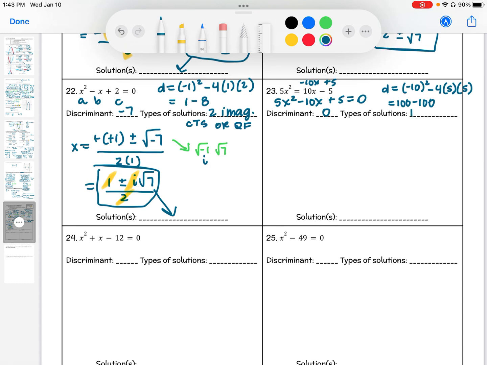So that means that we are going to have one real rational solution. And whenever we're going to have a rational solution, best method would be to factor. So let's look at what we have. We have 5x squared minus 10x plus 5 equals 0. And now we can factor out a GCF of 5. X squared minus 2x plus 1 equals 0.